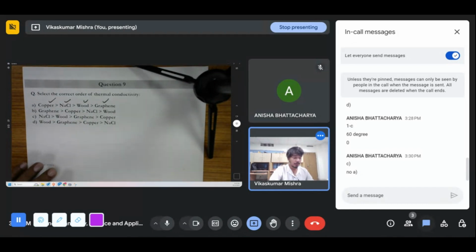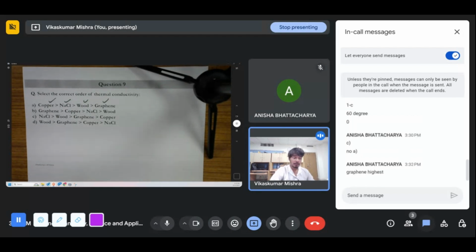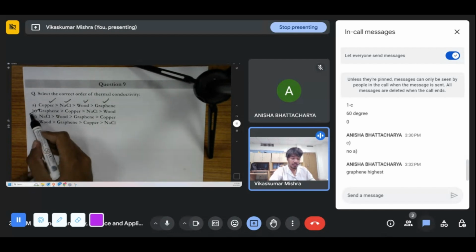Among all of them, which one is having the highest thermal conductivity value? First, let's think about that. And the one which is having the lowest thermal conductivity value. Think from the perspective that graphene has the highest, right? So already the answer is clear that option B is the right answer.